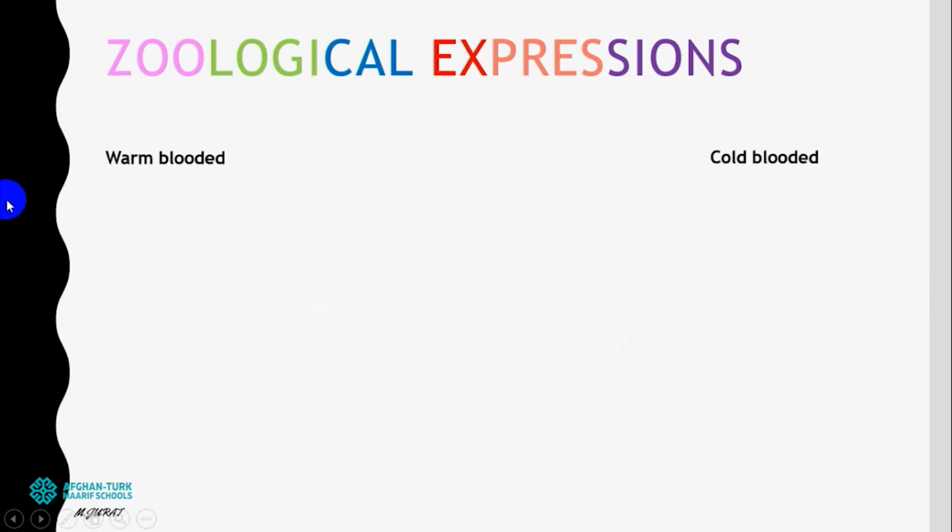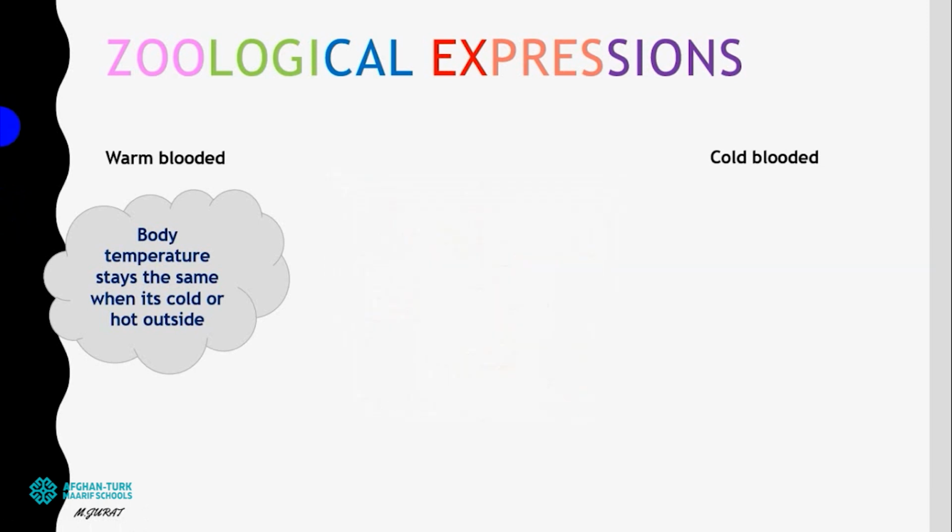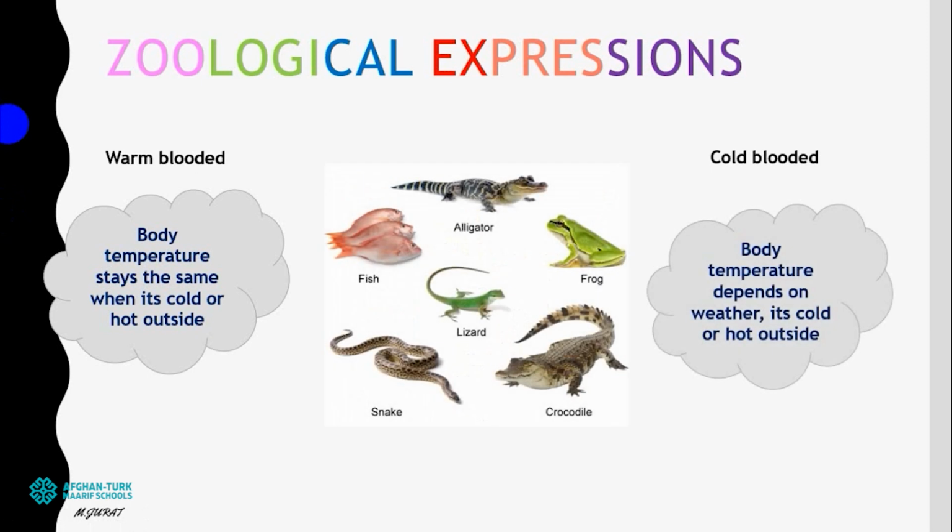Next expression, warm-blooded and cold-blooded. Some animals are warm-blooded, meaning their body temperature is constant. It means in cold and warm weather, their body temperature is the same. They can live in both situations. But some are cold-blooded, meaning their body temperature is not constant. They cannot live in cold weather. That's why they are sleeping in that weather.